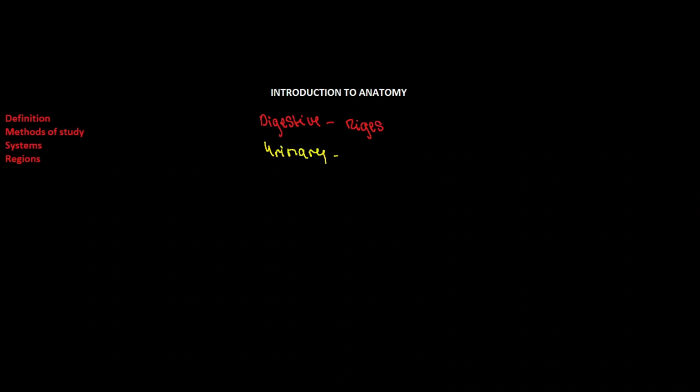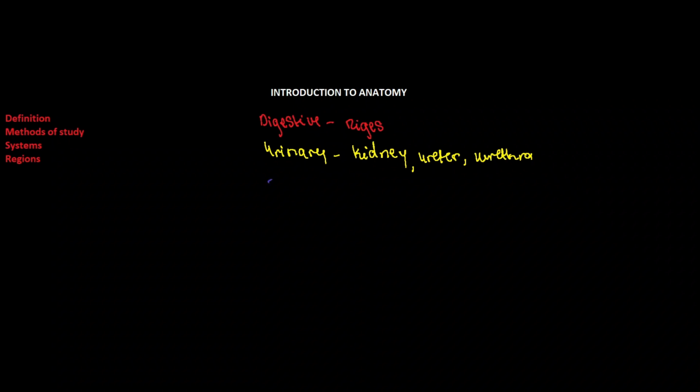Then we have the urinary system. The main organ in the urinary system is the kidney. So the kidney is the main organ here in the urinary system. However, we also have the ureter, the urethra, the bladder, and other organs and structures. So this system basically filters blood, taking away waste products, metabolic waste, and excreting it out of the body.